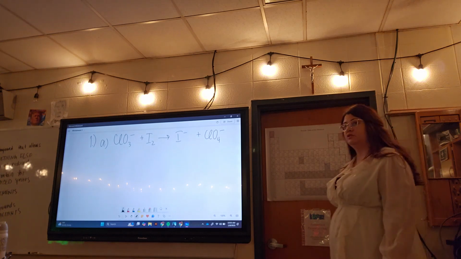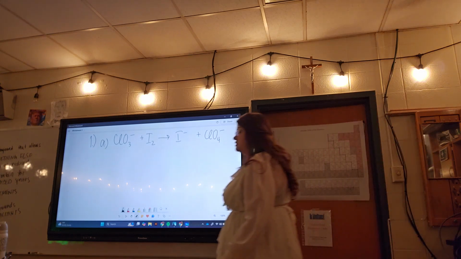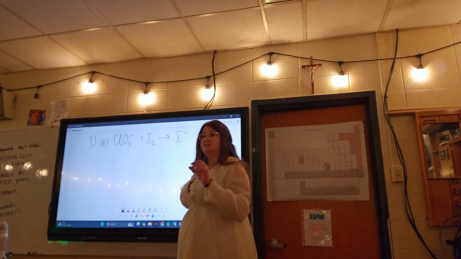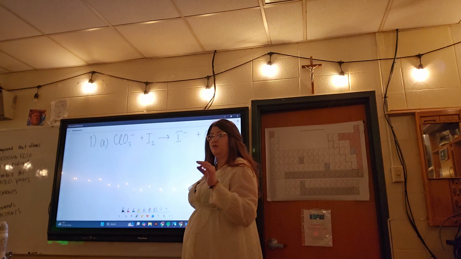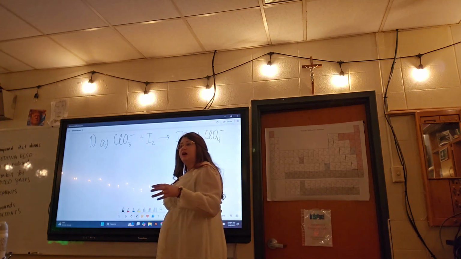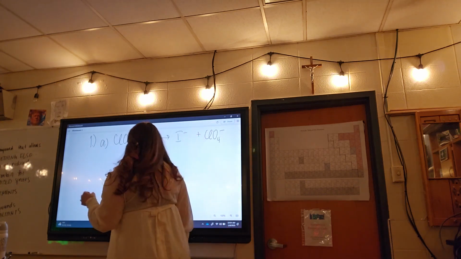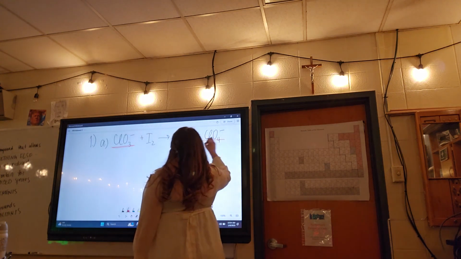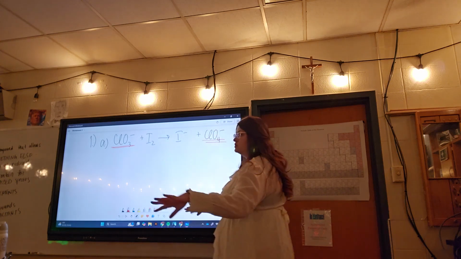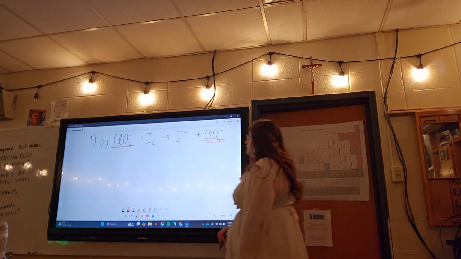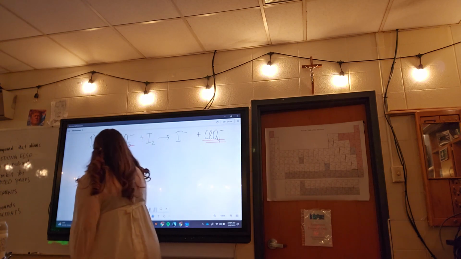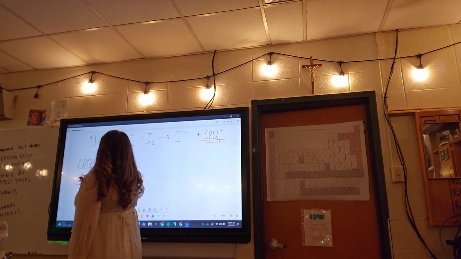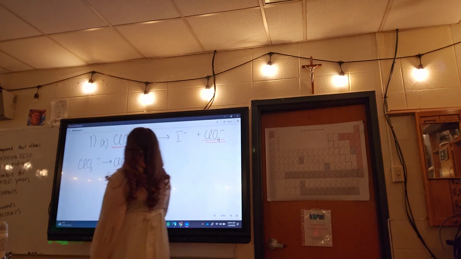Okay, so the first step is to break this up into 2 separate processes. That's the only way you'll be able to find it on your pink sheet. So how do I know what the processes are? Well, how do I know how I can separate this? I'm going to find the elements that are the same or similar and take those out of the equation. So let's just do the chlorine ones first. So I'm going to have ClO3 minus, arrow, ClO4 minus.